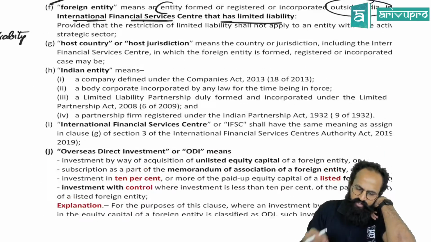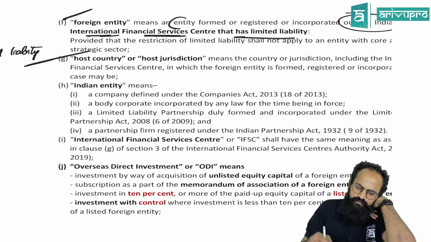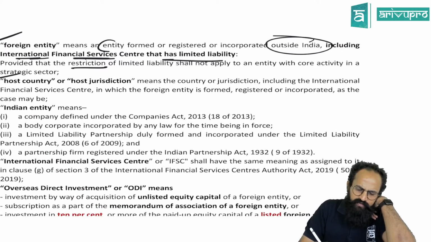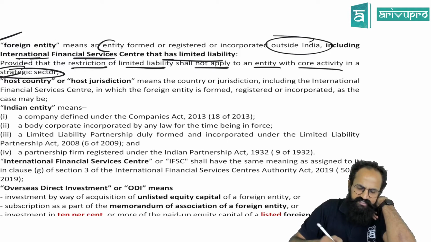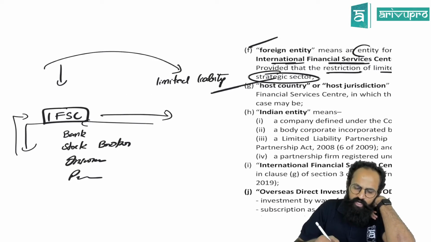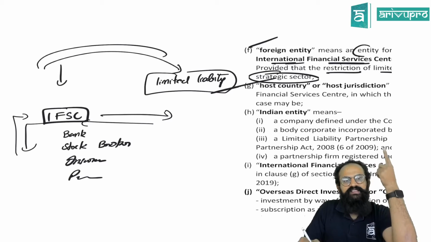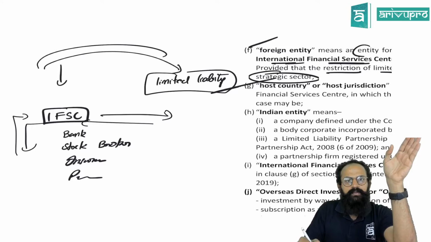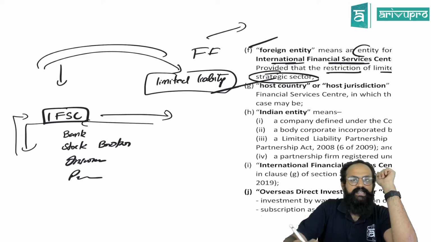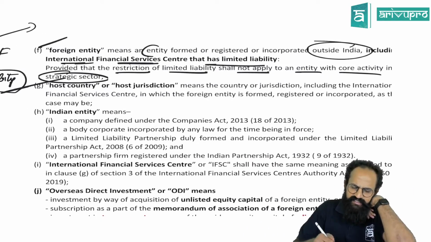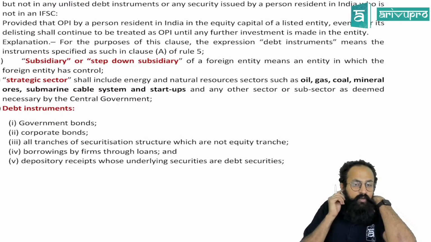Okay, sir. So that was your financial service foreign entity. Provided that the restriction of limited liability shall not apply to an entity with core activity in a strategic sector. What is that, sir? I told you, what you can invest outside India has to be limited liability. But this limited liability condition will not apply if such a foreign entity is into a strategic sector. Sir, what do you mean by strategic sector? Strategic sector, again, is not given under your definition, but I've given you what it is.